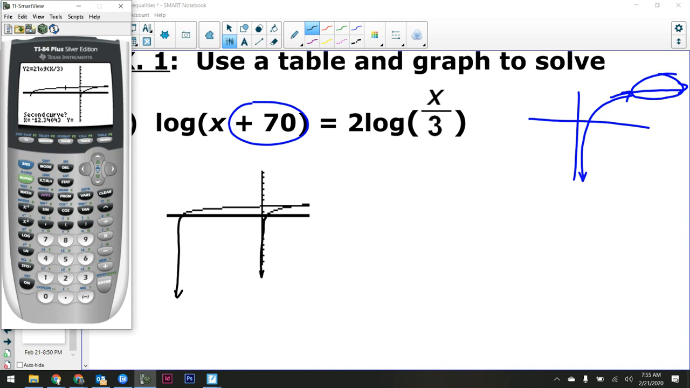Is this logarithm defined at -20? No, you just have to keep arrowing until you get an x value. There it is. You see how it picked up on my trace?